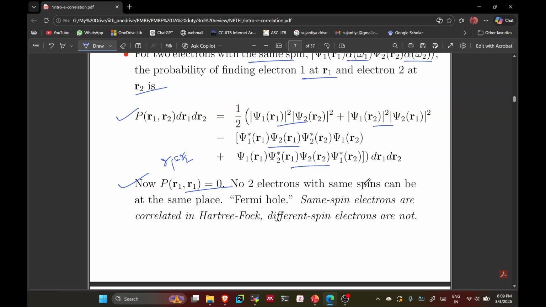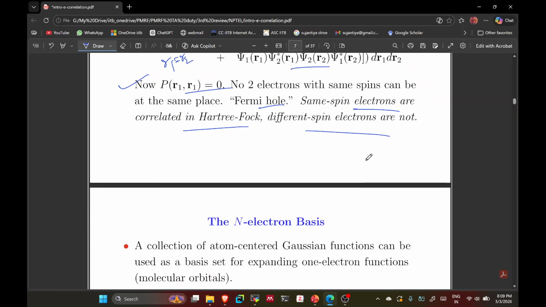So no two electrons with the same spin can be at the same place, or Fermi hole. Same spin electrons are correlated in Hartree-Fock. Different spin are not. So Hartree-Fock is not a totally uncorrelated picture. It actually correlates the electrons with the same spin, but it doesn't correlate the different spin electrons. I think it's clear.